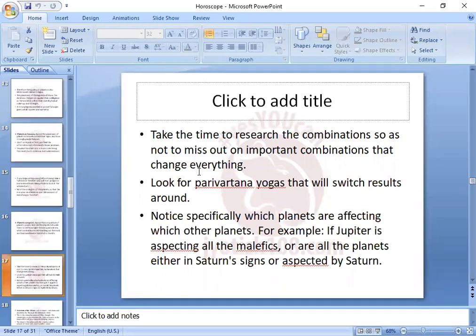Parivartana yoga is a condition where one planet is placed in the other's sign. Okay, for example, in a chart, if Mars is placed in Libra and Venus is placed in Aries, that is a Parivartana Yoga. In that case, you would read the chart as if Venus is placed in Libra and Mars is placed in Aries. Okay, so it will switch results along.